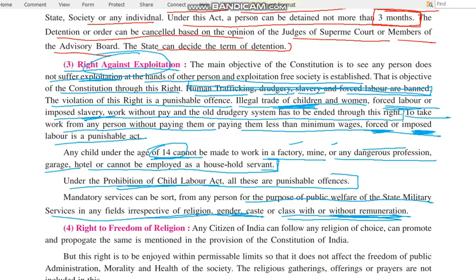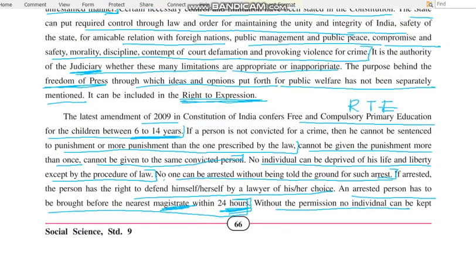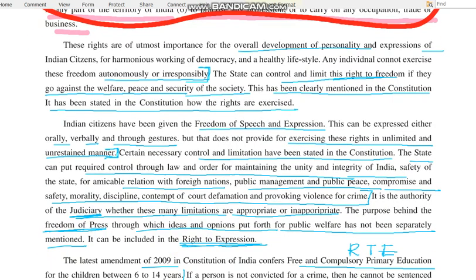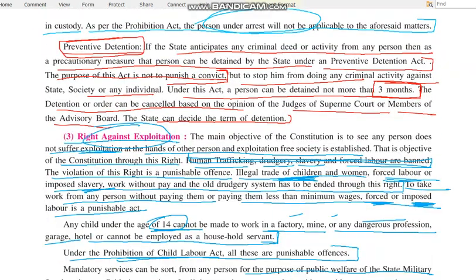So we'll stop here. In this video we saw mainly two rights, that is, the right to equality, which is a cluster of six other rights: freedom of speech, assembling peacefully without harm, the right to form associations, to move freely throughout India, to reside and settle in any part of India, and to practice any profession, right? And we also saw the right against exploitation.